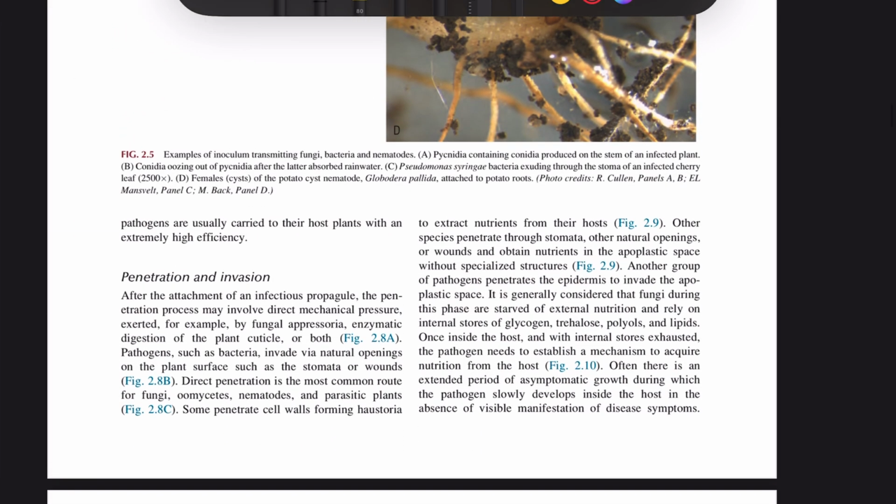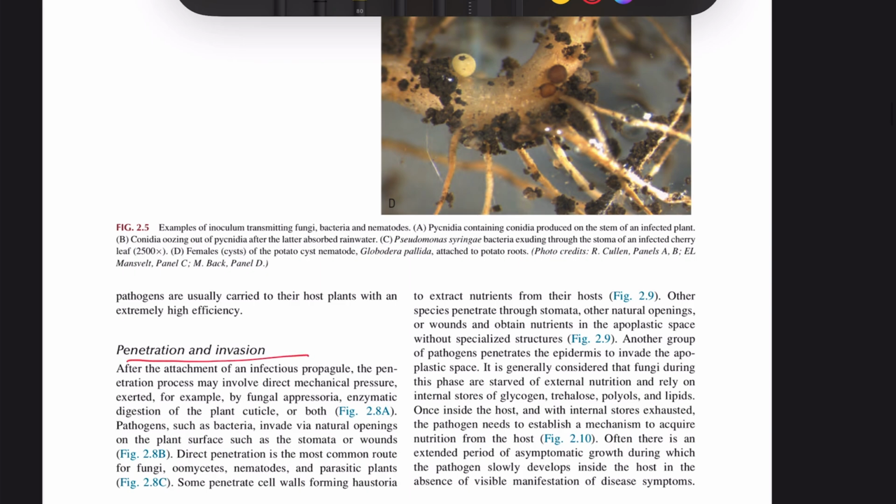Moving on, penetration and invasion. After the attachment of an infectious propagule, we have discussed, propagule means what? Inoculum. One unit of inoculum is called a propagule. For fungi, it's spores, sclerotia. For others like bacteria and viruses, it's the whole pathogen body, right? So after the attachment of an infectious propagule, the penetration process may involve direct mechanical pressure exerted, for example, by fungal appressoria, enzymatic digestion of the plant cuticle, or both.